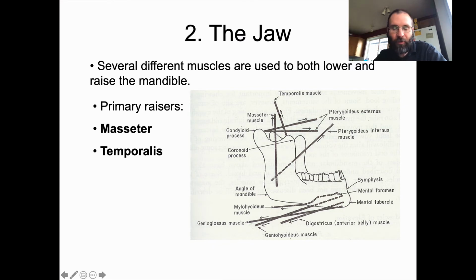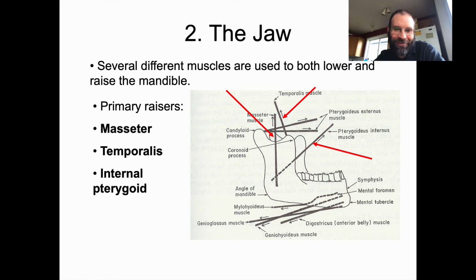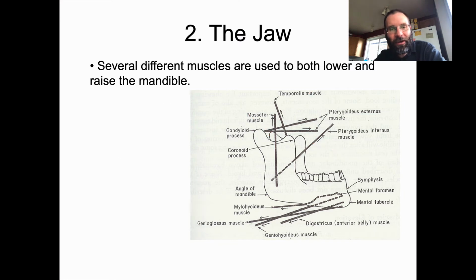The temporalis just means on the side, so that one's over here. And again, every single one of these, when you contract them, it's going to raise this entire jaw structure up and around this pivot a little bit higher towards your skull. The internal pterygoid is this one right in here. So again, this one's going to move the jaw a little bit forward because you contract in the horizontal dimension a little bit. And I've got little red arrows to point out these three in case you didn't see them well enough with the mouse before. Okay, so those are 3 primary raisers.